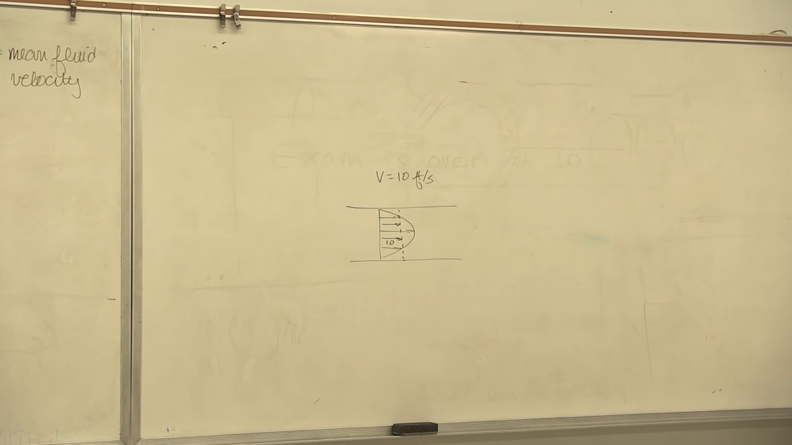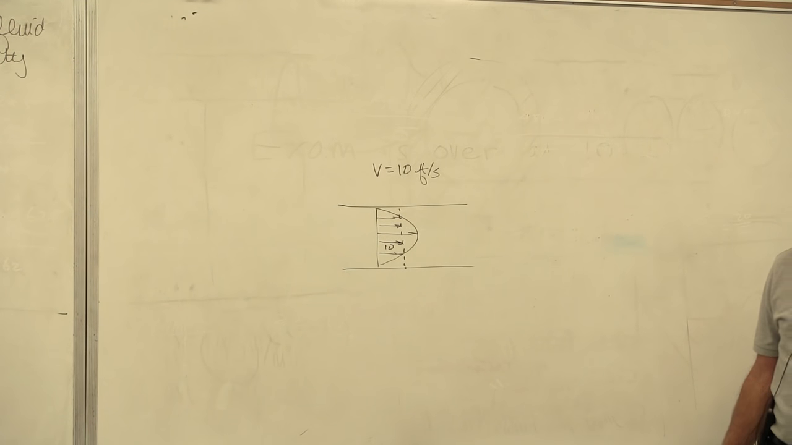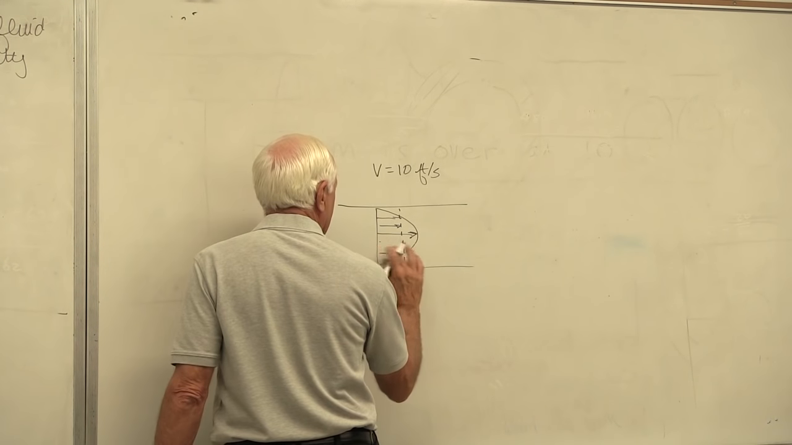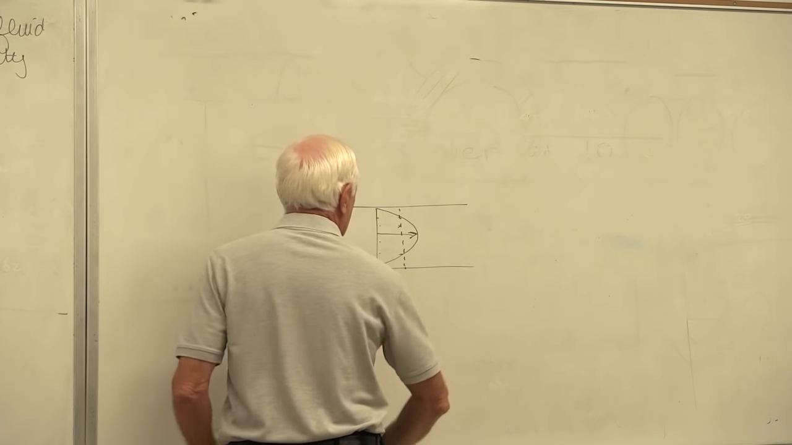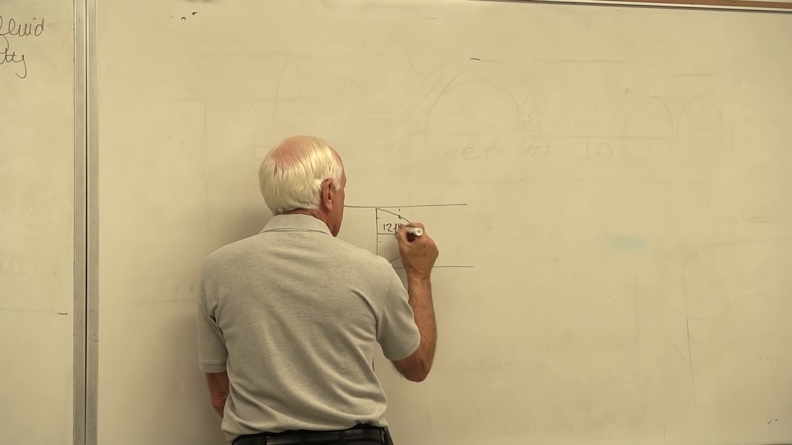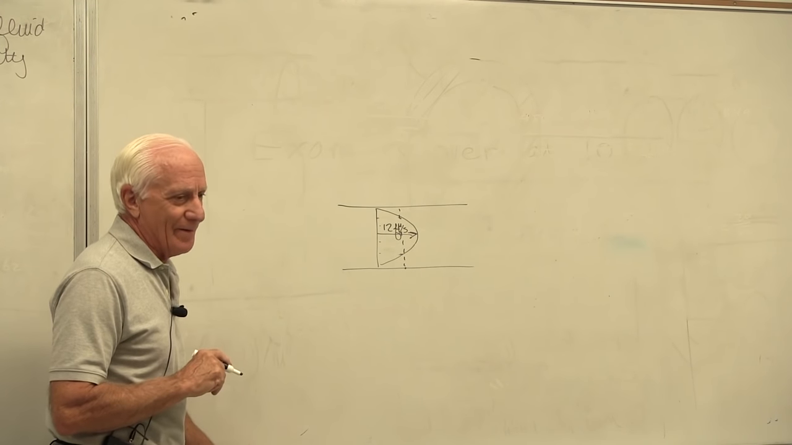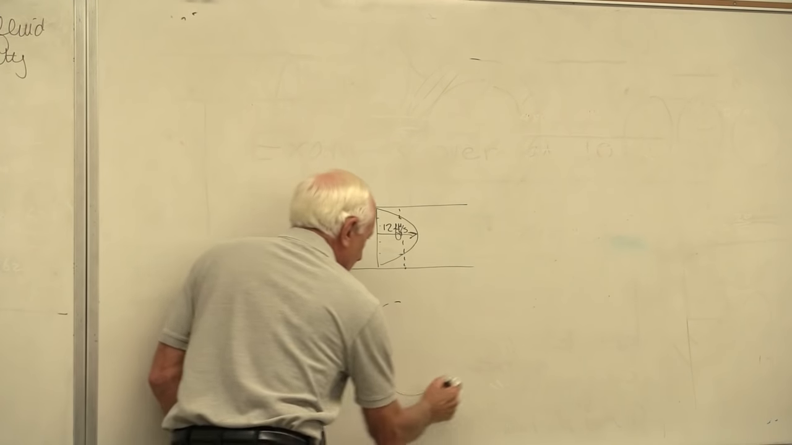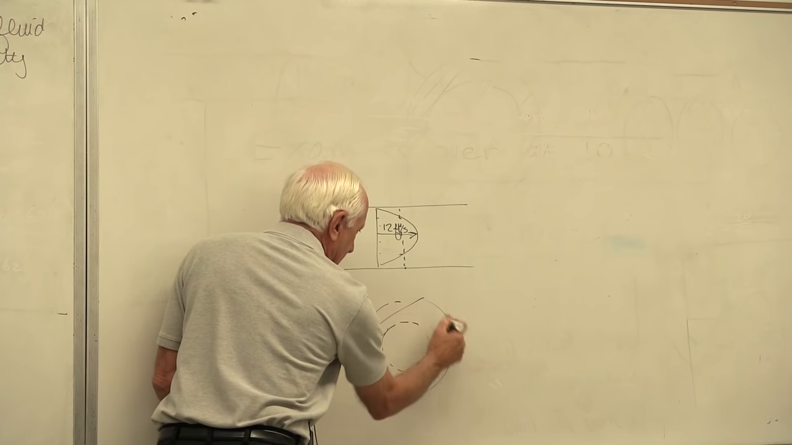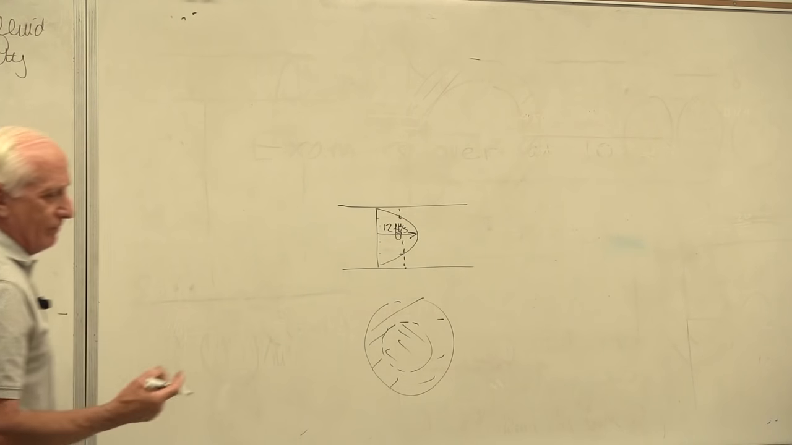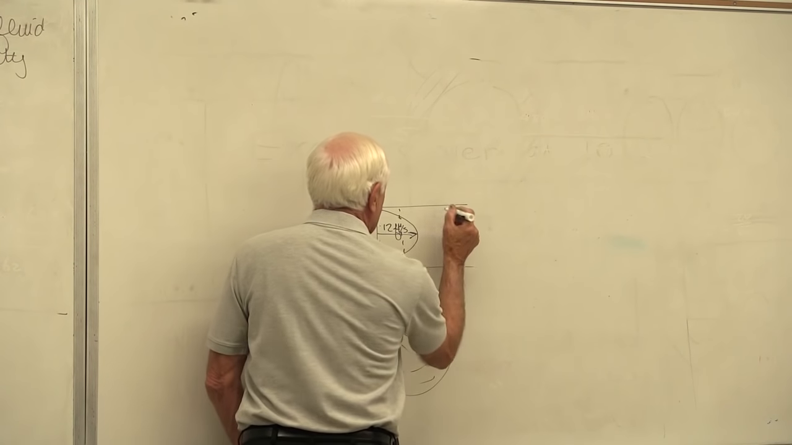Do you just average it, 10 plus 0 divided by 2? No. For instance, if the velocity on the center line is 12 feet per second, is the mean fluid velocity 12 divided by 2? No, because the cross section looks like a circle, and there's a lot more area out here than there is in the middle. So it's called a weighted average. You just don't take the center line velocity. It's not like this. Well, I'm not even going to draw it, okay?